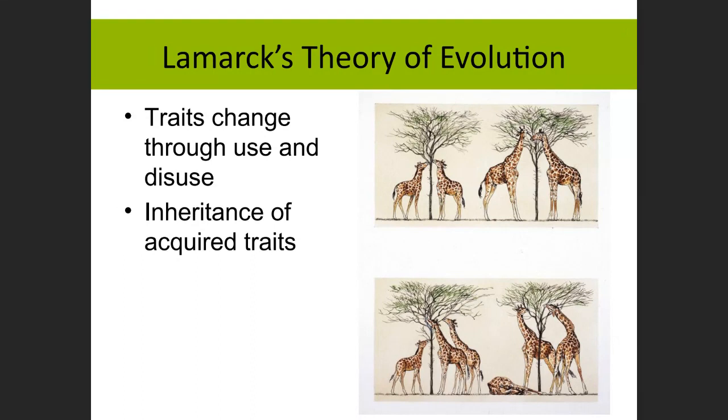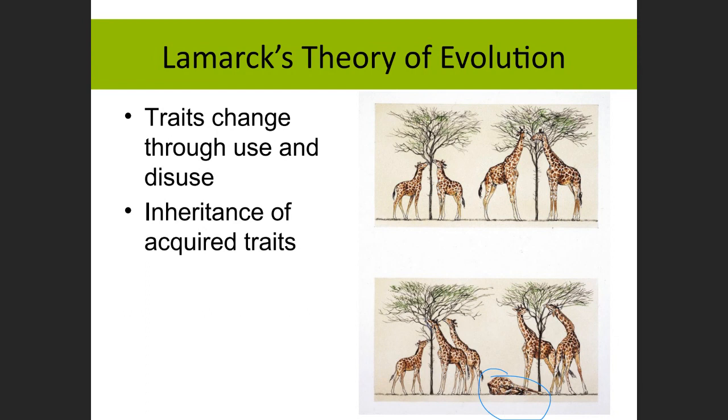Each individual stretches a little bit, gets a little longer, and then they pass that long neck on to their offspring. And this guy died at the bottom here because he didn't try to stretch his neck, right? So that over time, everybody really working hard to stretch your neck could result in evolution.